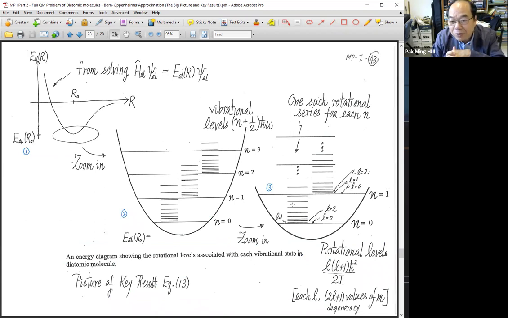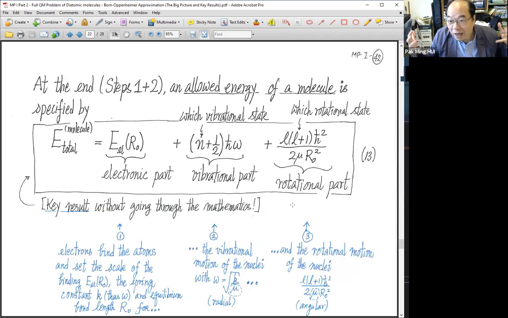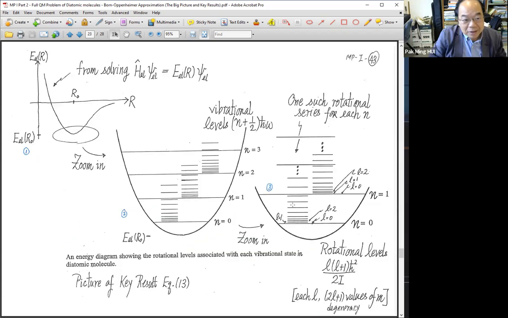Then I would like to give you a picture of this formula, okay? Both are important. So what is the first term? After you solve the electronic part, you get a binding curve. The first term is just a number. So this is 1. Get me? So this is the first term. It's just this value. All right.